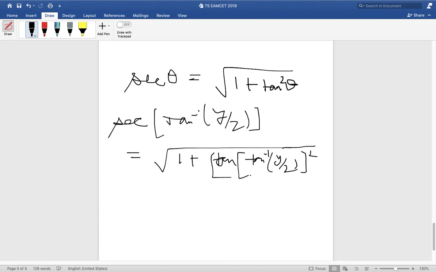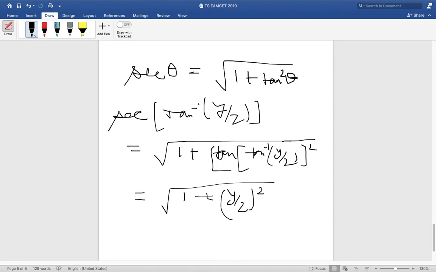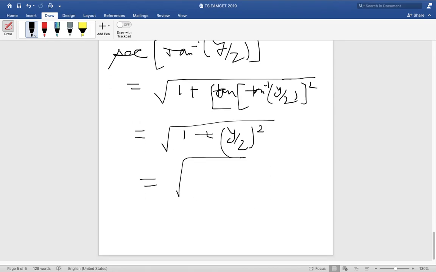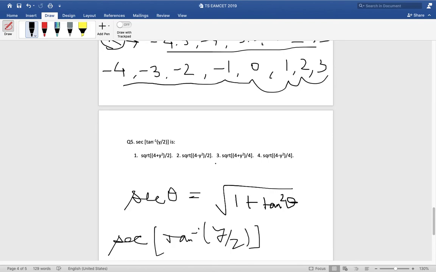So tangent of tangent inverse of y by 2 is just y by 2. Very easy. 1 plus y by 2 square, which is equal to 1 plus y square by 4. You can take 4 to the numerator, you will get 4 plus y square by 4, square root. Square root of 4 plus y square by 4. That's it, done.